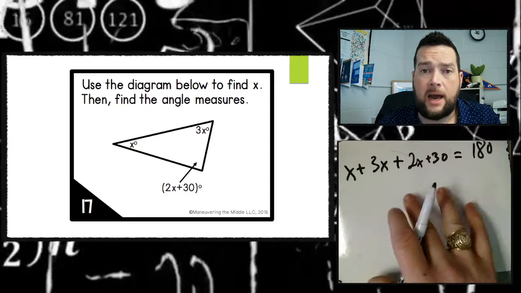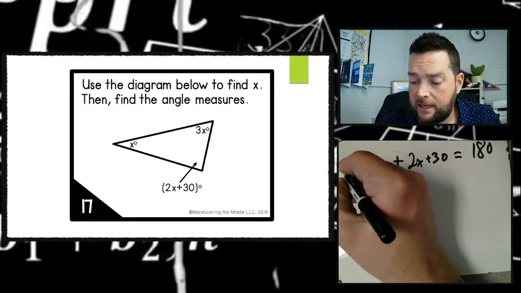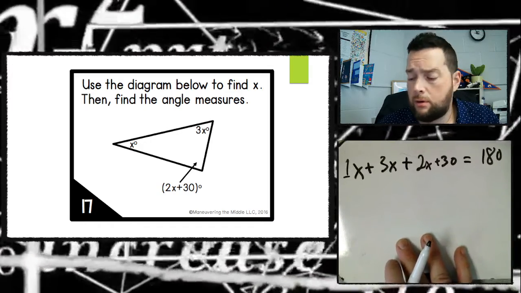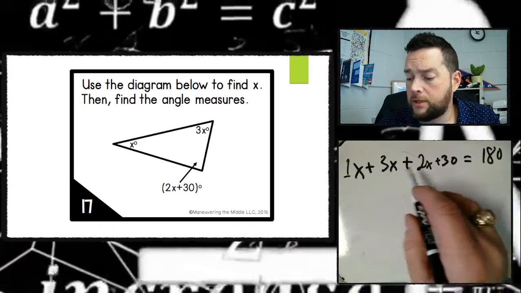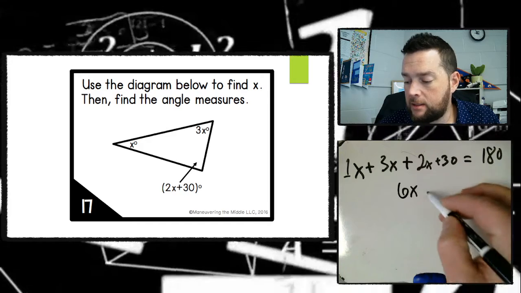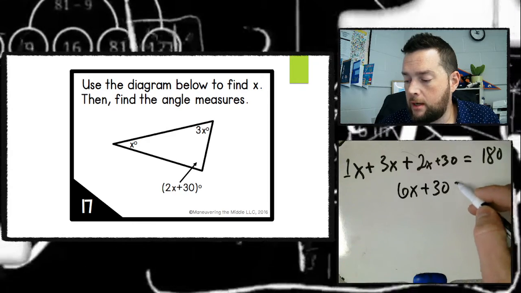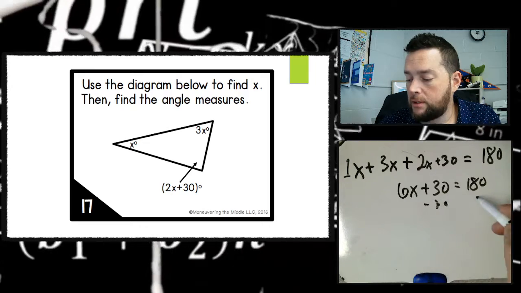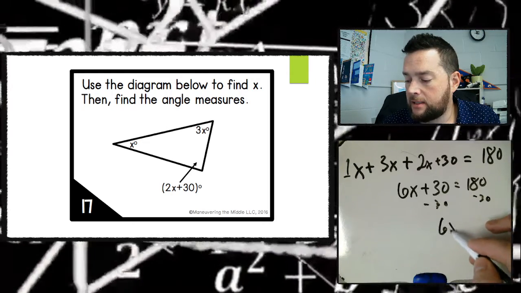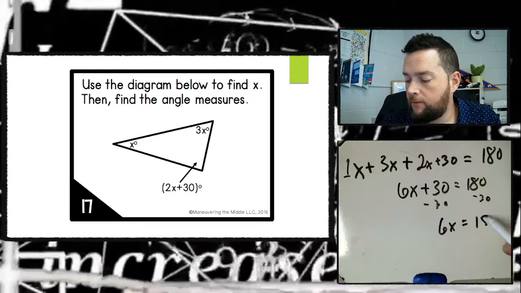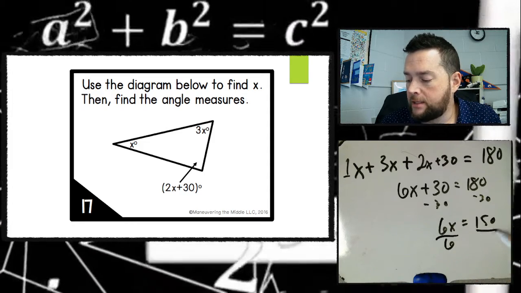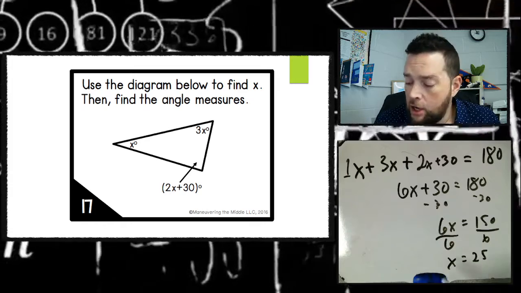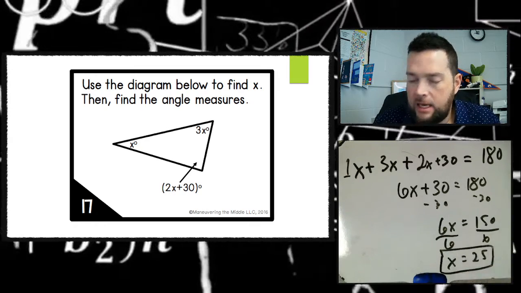Now then I can combine like terms. I know this x has an invisible 1, so I'm going to write it there just so I don't get confused. All right? And then I've got 1 plus 3 plus 2, that's 6x's, plus 30 equals 180. I can subtract 30 from both sides. I'll find out that 6x equals 150. And I can divide both sides by 6 to find out that x equals 25. All right? So now we know what x equals.